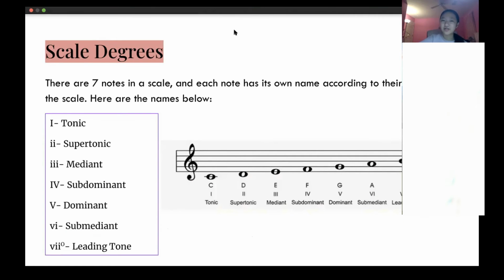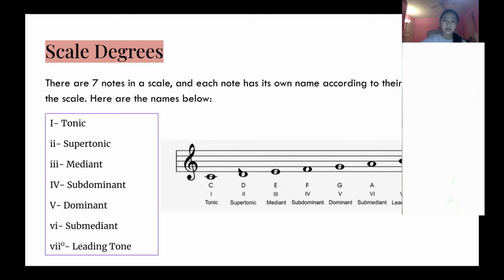Okay, so we're done with triads. Now we're going to go on to scale degrees. For this one, I feel like scale degrees isn't as important to know as triads and intervals, but this is still good to know if you want to go into higher levels of music theory. There are 7 notes in a scale and each has its own name according to its position in the scale.